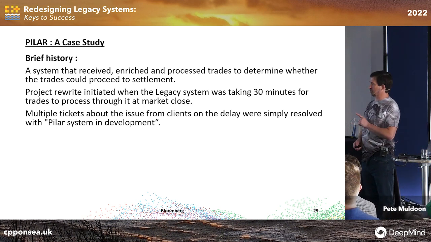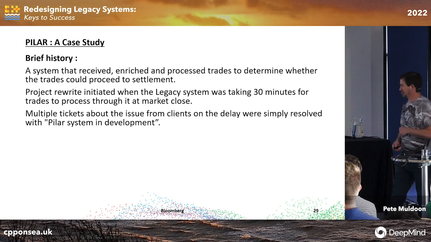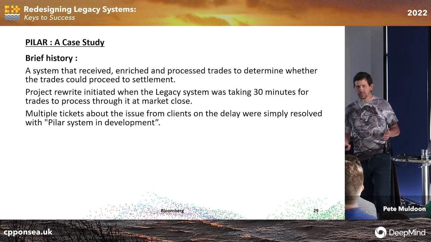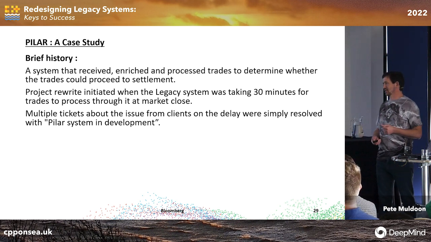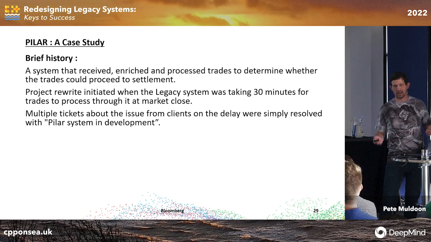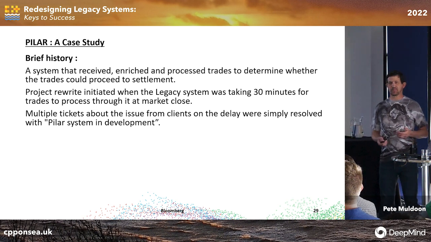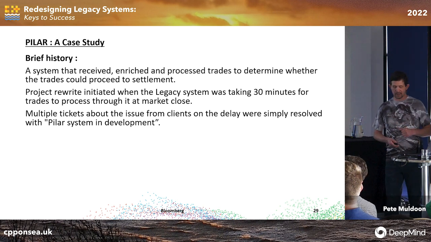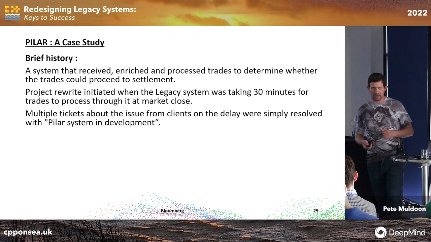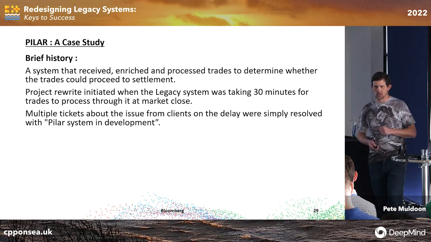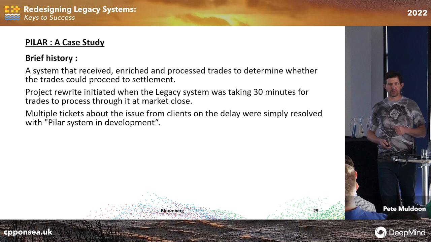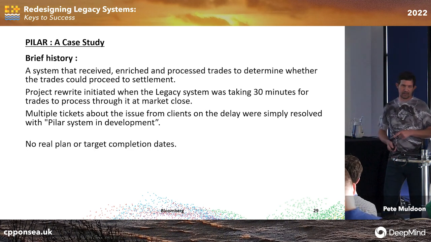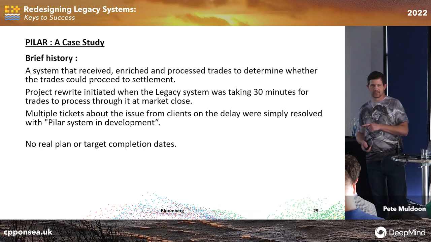Because of this problem, multiple tickets were issued in the system saying, hey, we have 30-minute waits. This is really bad. And with a ticket, you can't just close it and say, I understand, but I can't help you. You have to say something kind of positive, especially when it's a major client. And these tickets just said, hey, there's a system in development. And that was there for a year and a half, a year before I joined.